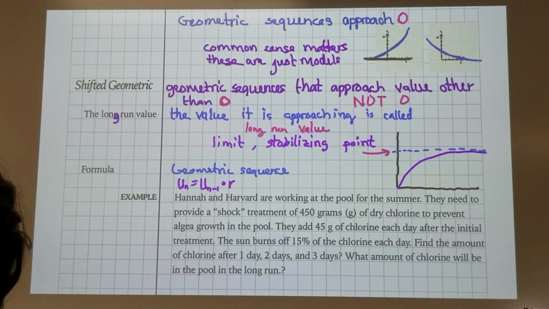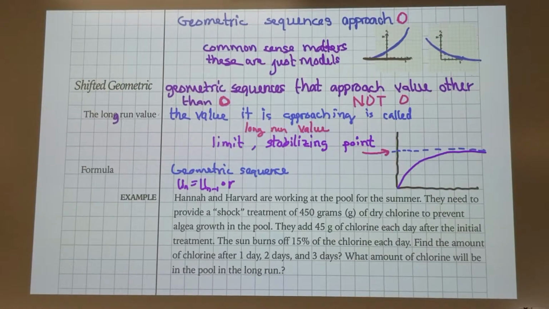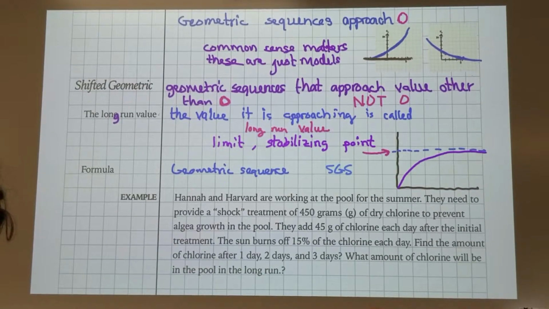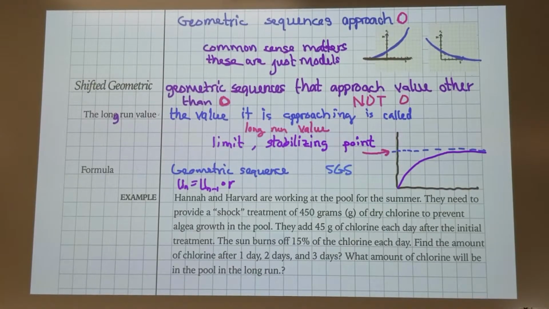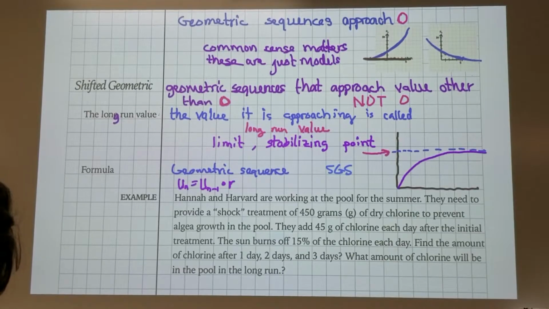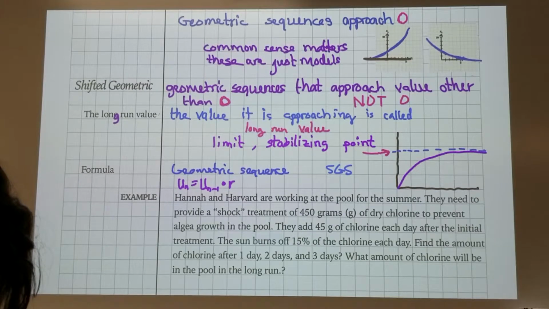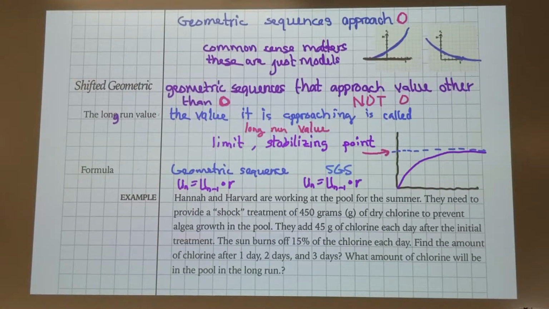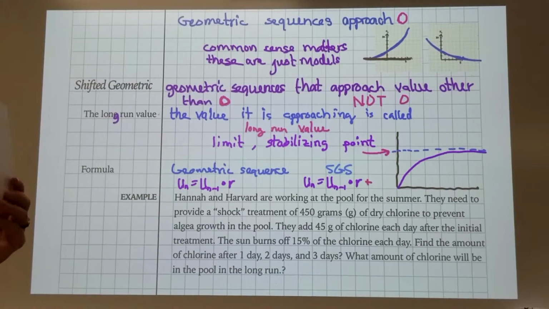So, shifted geometric sequences, which I'm going to shorten to SGS, look exactly the same: U sub n minus 1 times r. But they have a little something extra. They have both a ratio and a difference.